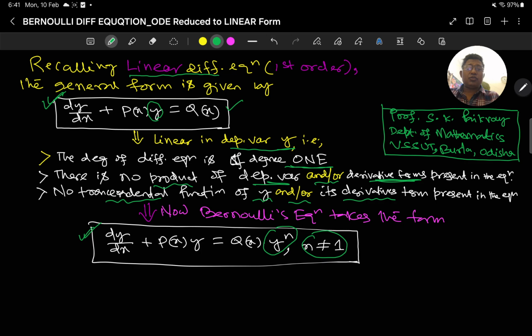Now our job is we want to reduce it to linear. Our objective is to reduce it to linear. How to reduce? We will see.